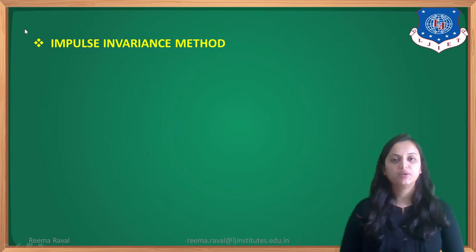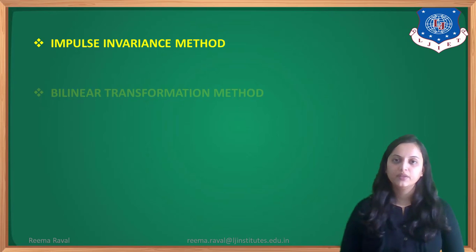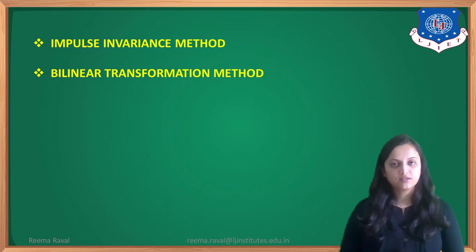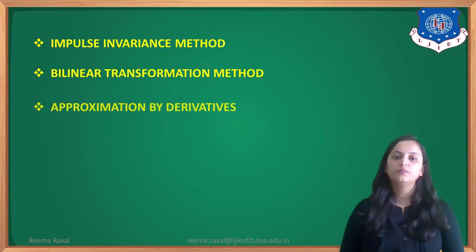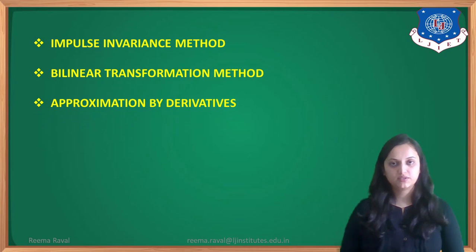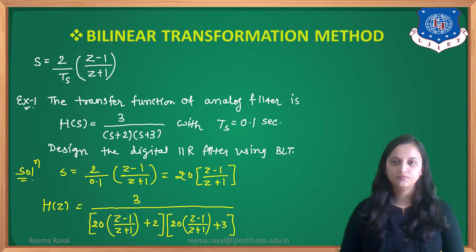As we have seen in the previous session, there are three methods of designing IIR filters. First one is impulse invariance method, second one is bilinear transformation method, and the third one is approximation by derivatives. In the previous session, we have seen a few examples based on impulse invariance method. Now, let's start with the second method, that is bilinear transformation method.